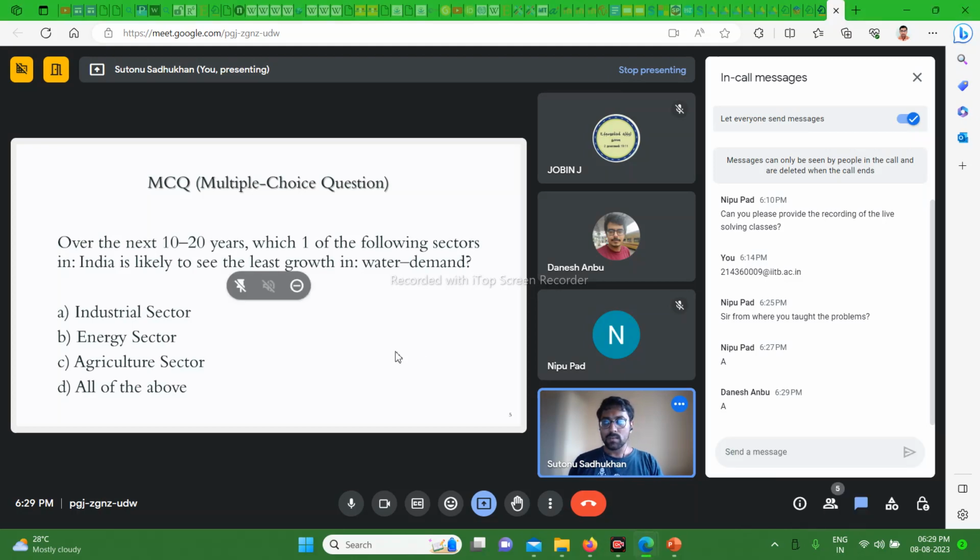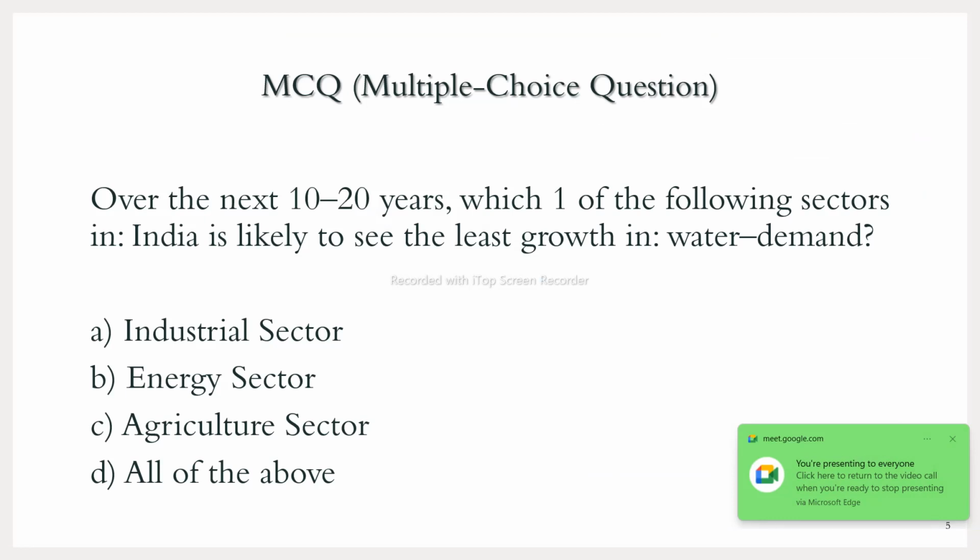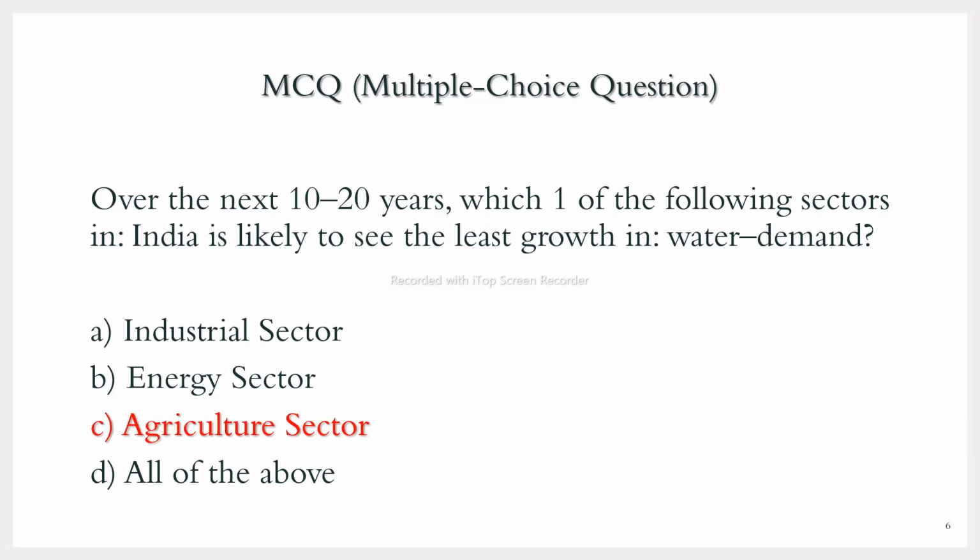Okay, we will see what is the answer now. So the answer is basically the agricultural sector. The question is, you are expecting to see the least growth. Some people may confuse it with no growth at all, but it is not so. Growth will occur in every sector: industrial sector, energy sector, and also in the agricultural sector.